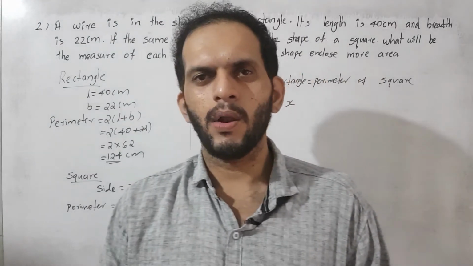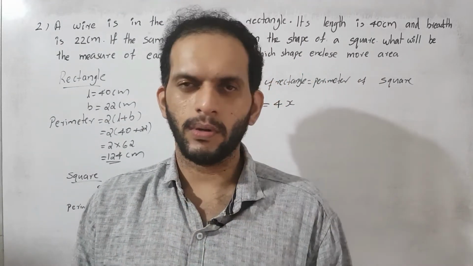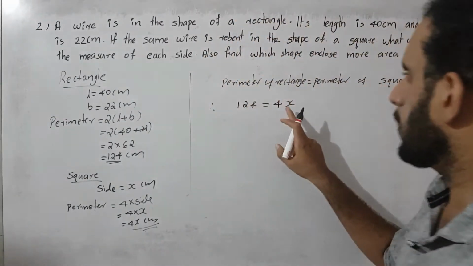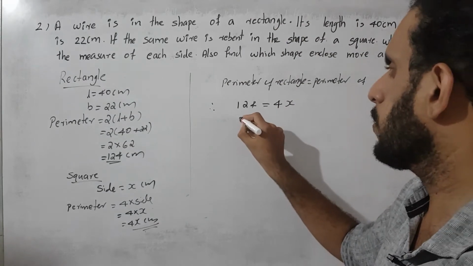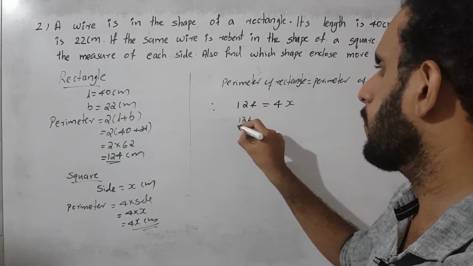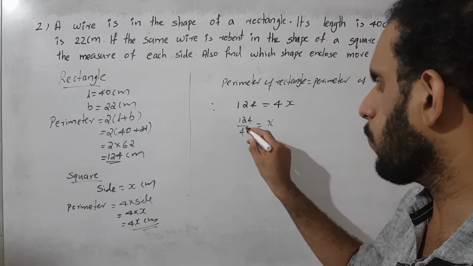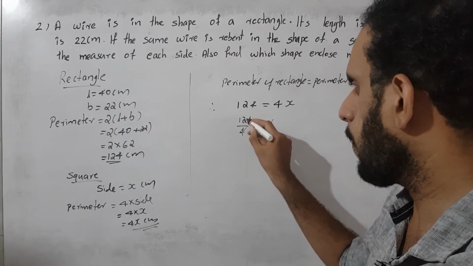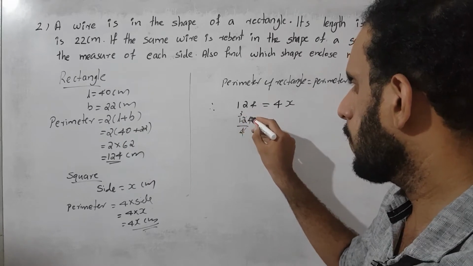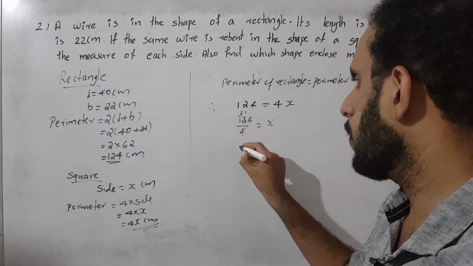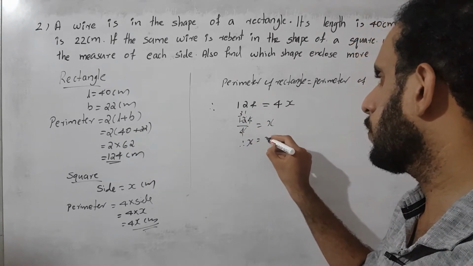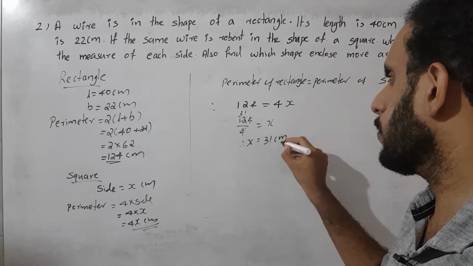Then how do we find the value of x? Yes, we transpose 4. Then what is the change? 124 divided by 4 is equal to x. Then it's possible to divide 124 by 4. How many times? 4 into 12 is 3 times, and 4 into 4 is 1 time. Therefore x is equal to 31 centimeter.